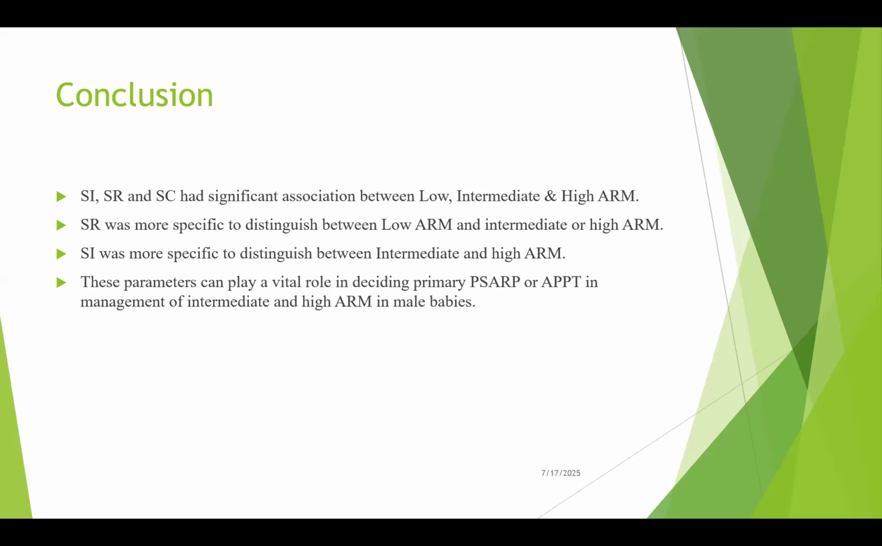Conclusion. Sacral index, ratio, and curvature have a significant association between low, intermediate, and high anorectal malformation. Sacral ratio was more specific to distinguish between low ARM and intermediate or high ARM. Sacral index was more specific to distinguish between intermediate and high ARM. This parameter can play a vital role in deciding primary PSARP or APPT in the management of intermediate and high ARM in male babies. Thank you, sir.